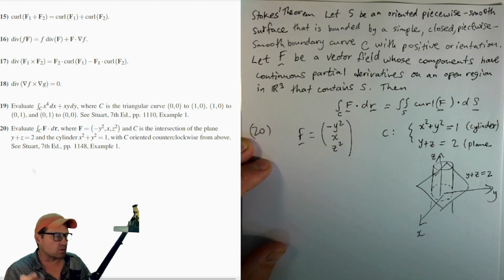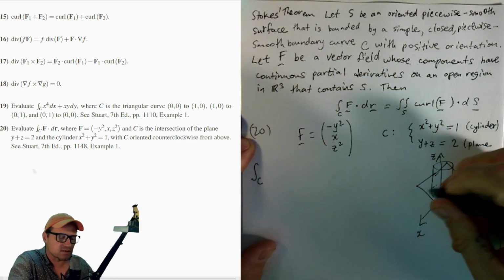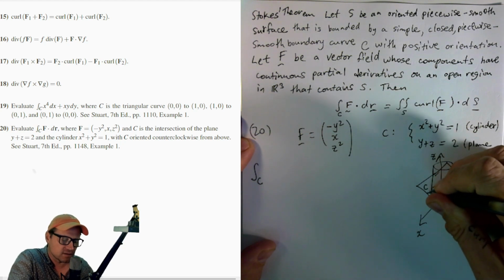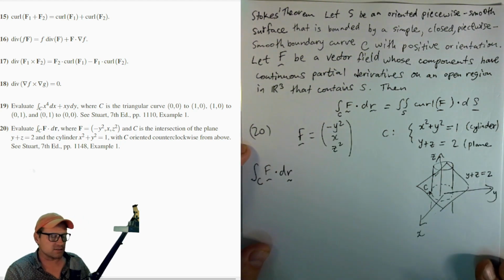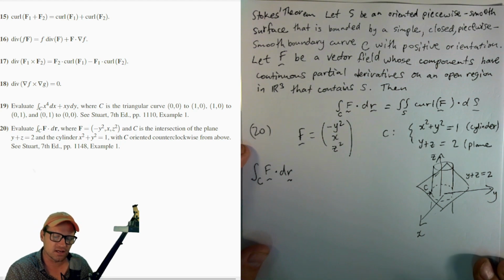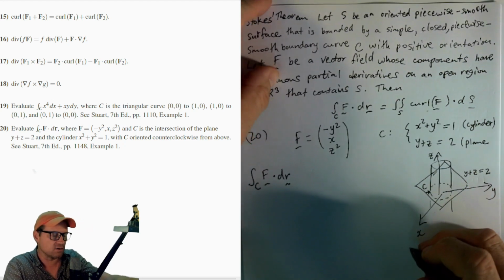Okay, and so we are asked to evaluate the integral over C. So this here is C, this dotted line, of F dot dr. Okay, and so we'll use Stokes' theorem to do this. So first, according to Stokes' theorem, we need to calculate the curl of F. So let's do that down here on the side.